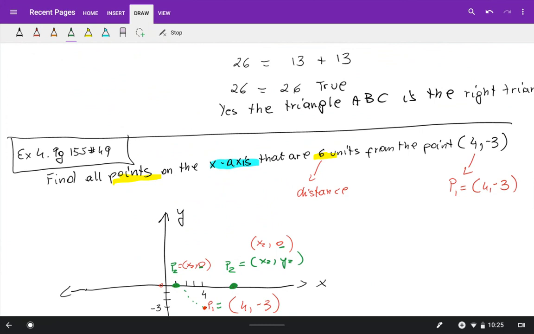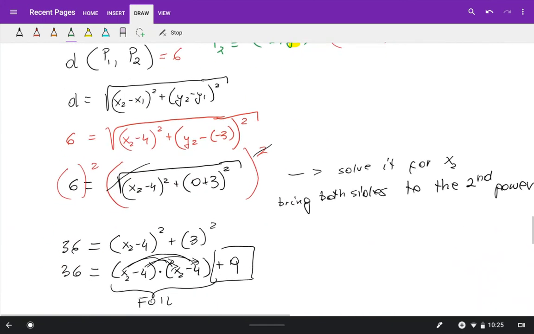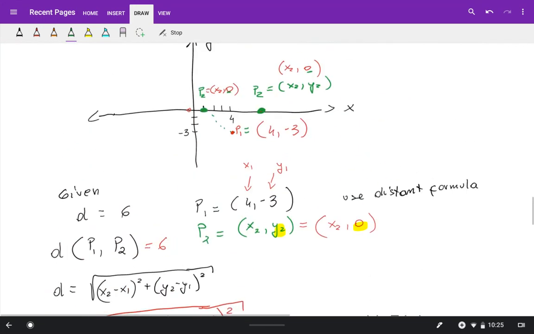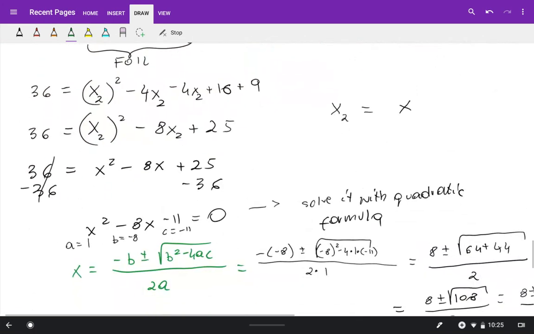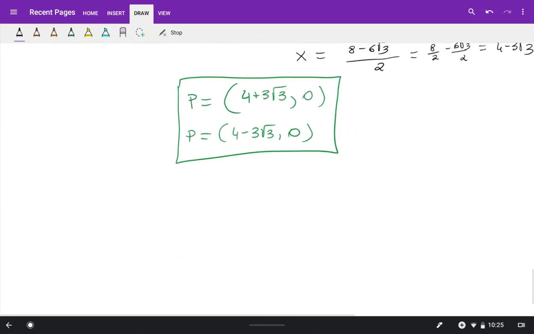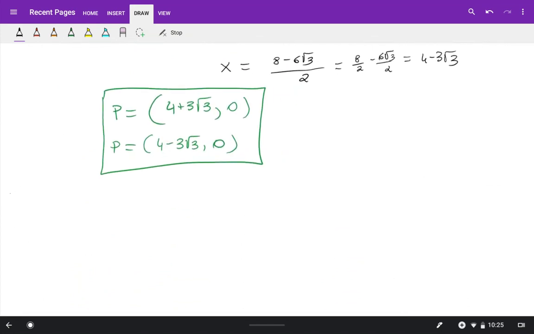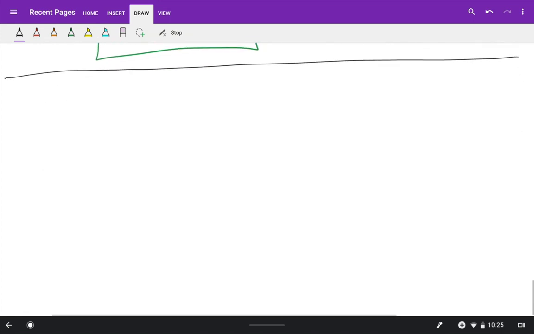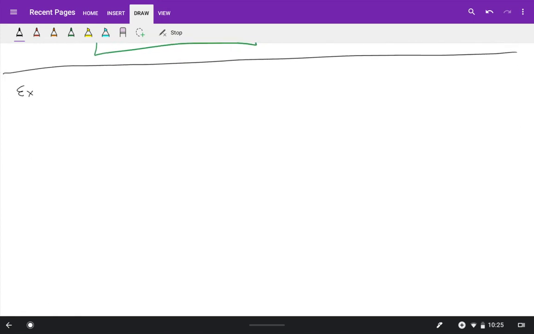I think I will do one more similar to this one, and that will be the last one. So that's the last one. Last example, that will be example 5. Example 5. And this example I took from the textbook. It's on page 155, number 48.